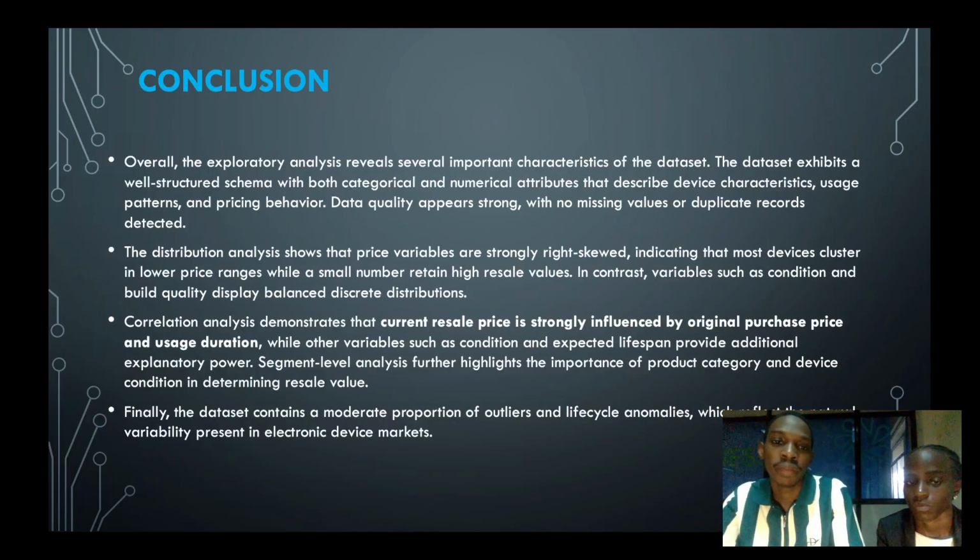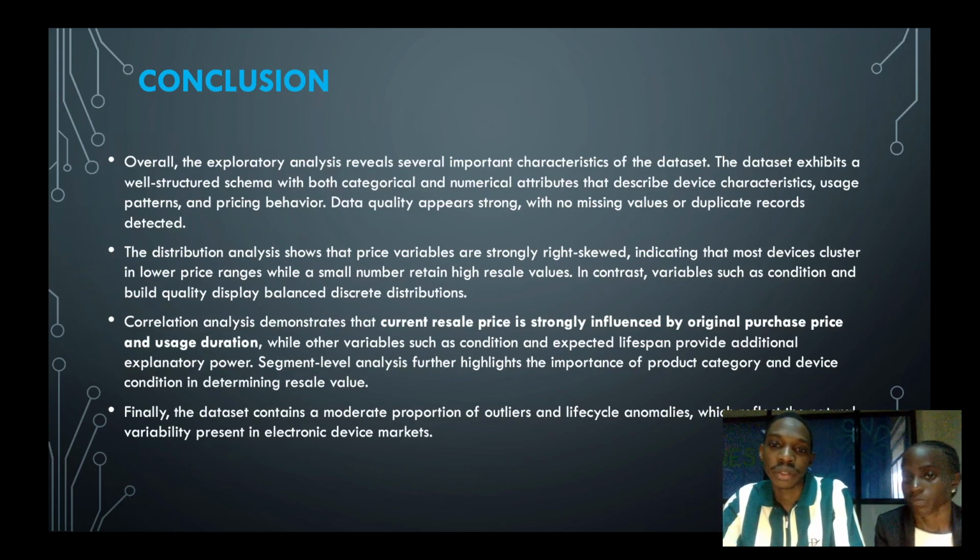So next we went on to the conclusion lastly, and the overall exploratory analysis reveals several important characteristics of the dataset. The dataset exhibits a well-structured schema with both categorical and numerical attributes that describe device characteristics, usage patterns, and pricing behavior.